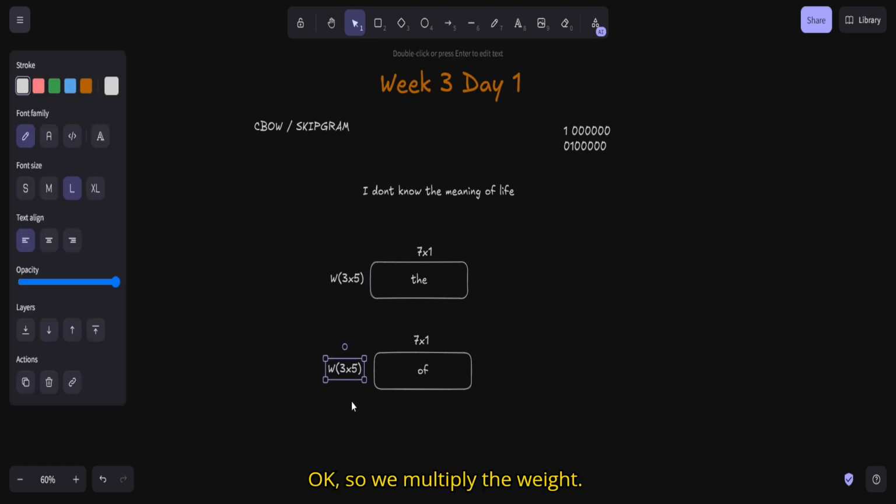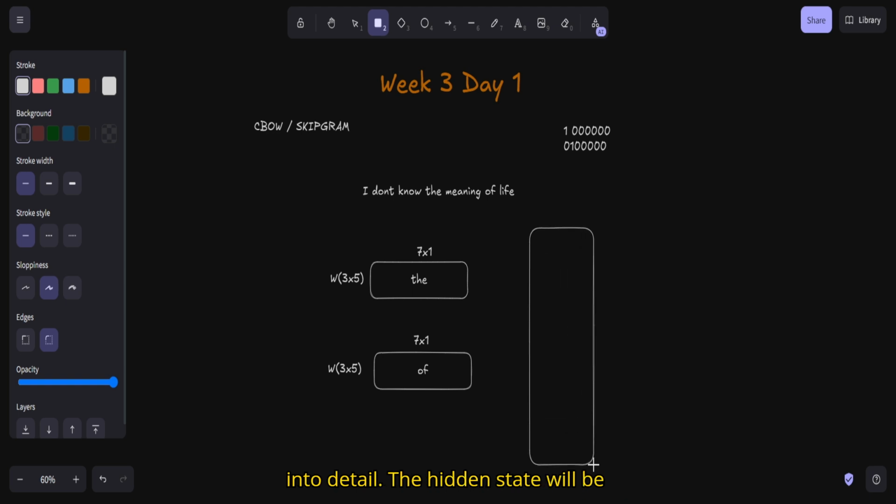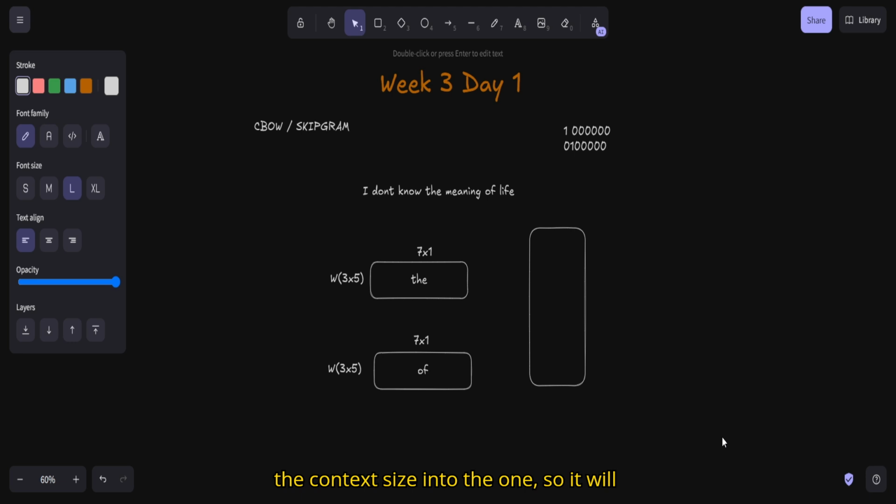Okay. So we multiply the weight. This is my x, and then there will be a hidden state here, which I am not going into detail. The hidden state will be what? The hidden state will be nothing but the context size into the 1. So it will be 3 cross 1. So if it is a 3 cross 1, then what will be its weight size? Why did I write 3 cross 5? Wait, 3 cross 7. Sorry. 3 cross 7. Right.